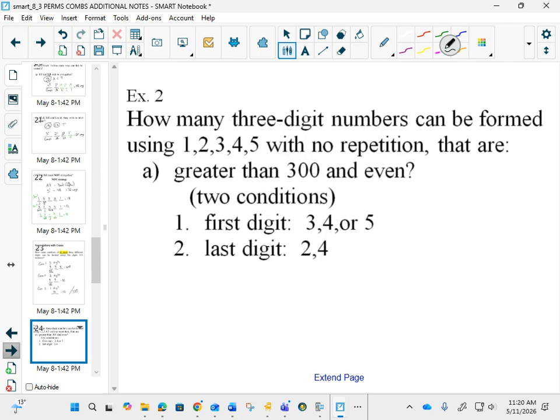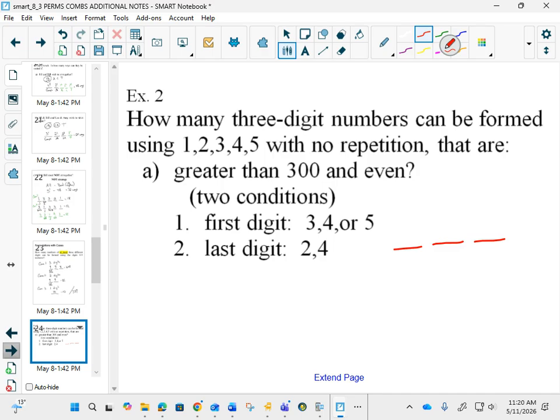Another place that you get a cases question is when you have a decisions question or a spaces question where there's more than one restriction and those restrictions overlap. So here we're using the numbers 1, 2, 3, 4, and 5. No repetition is allowed. We need to make a number greater than 300 and even. So when I draw my spaces out, and don't write this out, I'll do it in red. This is not going to work for us.